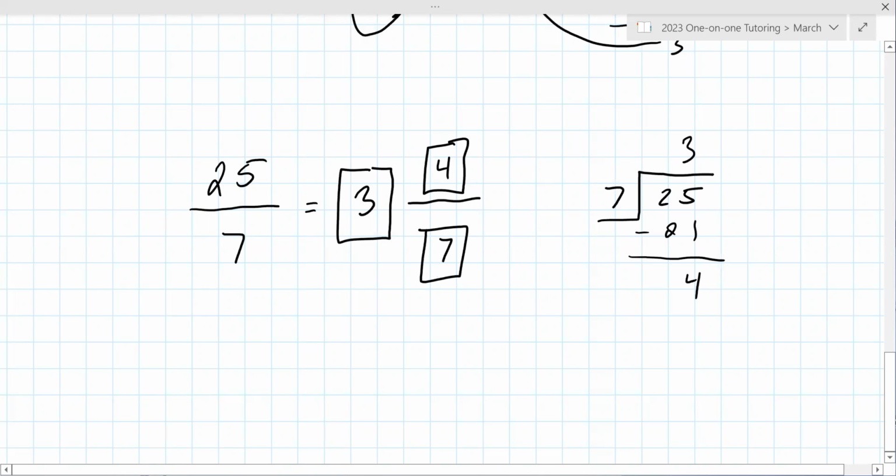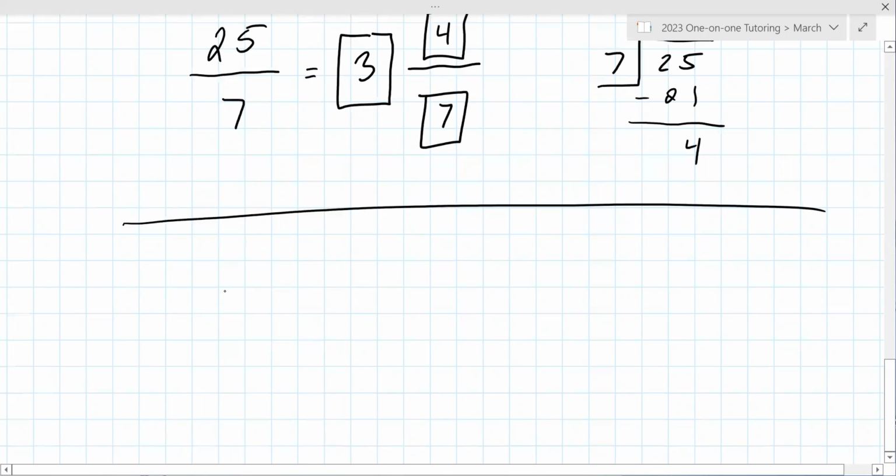Okay, let me have you try one completely on your own here. Let's go 17 divided by 3. I want you to write this as a mixed number, please.